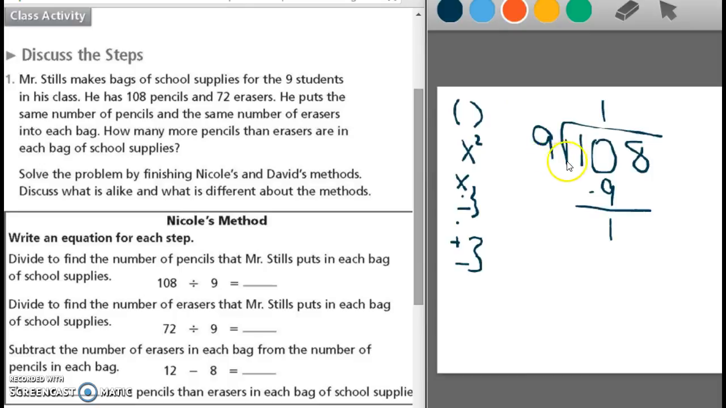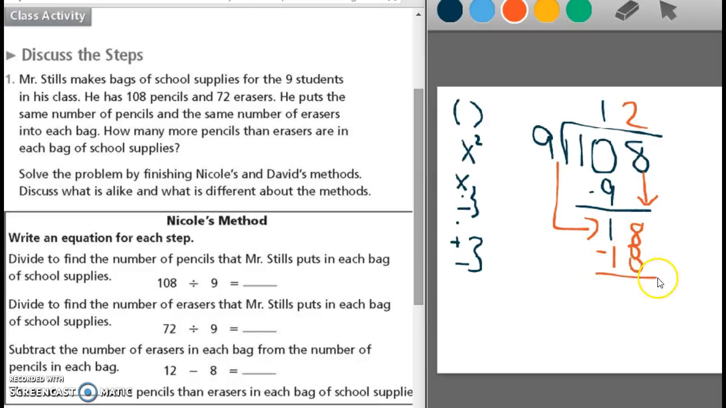I need to repeat because I'm bringing down. So remember, after I subtract, I'm going to bring down. And every time I bring down, I always repeat. So I'm saying how many times can 9 go into 18? And I'm going to say that's going to be 2 times. And 9 times 2, that's going to be 18.